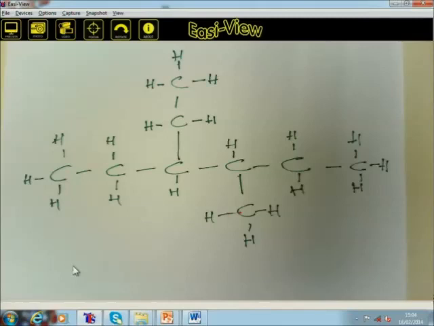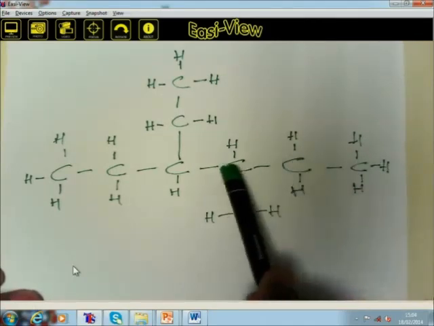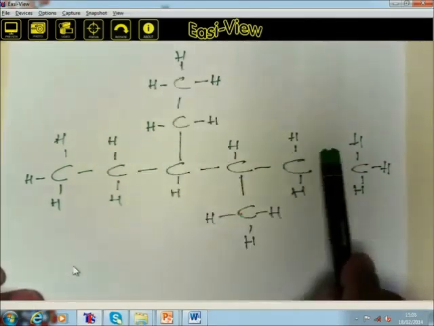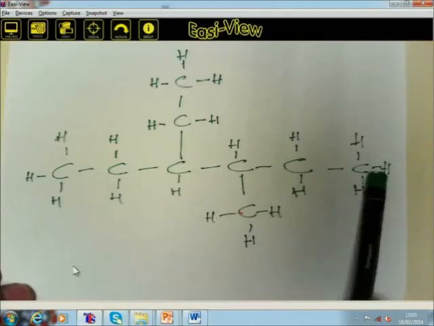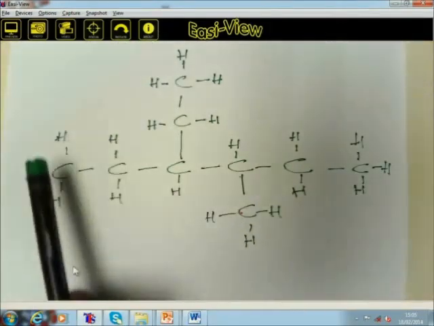So the long chain doesn't have to be straight. Sometimes it bends, like I'm showing you here. I can count 1, 2, 3, 4, 5, 6. I still have 6. So I'm going to choose this one because this one is easy for me to work with, unlike the one that bends.